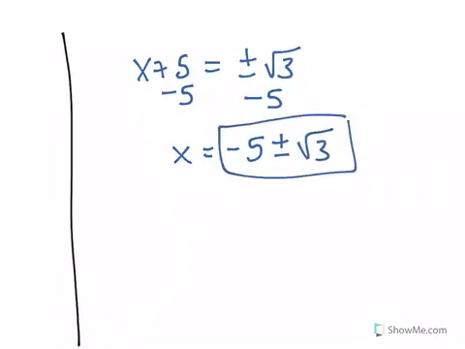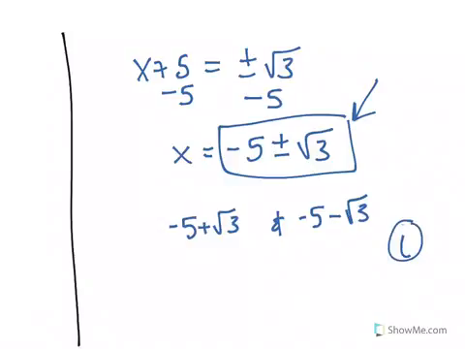This is our final answer when being asked to find x. These are the two places where the equations intersect. This can again be written as negative 5 plus radical 3 and negative 5 minus radical 3. Or, of course, you can just write it like this. But you can see that there are two solutions. There's no i's anywhere, so there's no imaginary number. These are two real solutions.